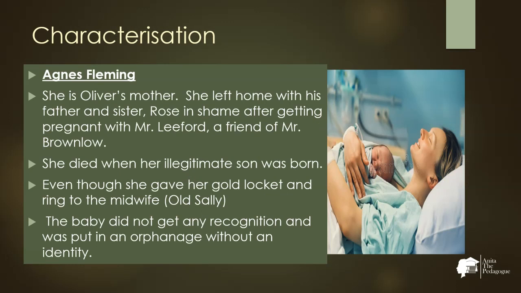Agnes Fleming. She is Oliver's mother. She left home with his father and sister Rose in shame after getting pregnant with Mr. Leeford illegally, and Mr. Leeford is a friend of Mr. Brownlow. Agnes died while her illegitimate son was born. Even though she gave her gold locket and ring to the midwife, that is old Sally, the baby did not get any recognition and was put in an orphanage without an identity, and that was Oliver Twist.